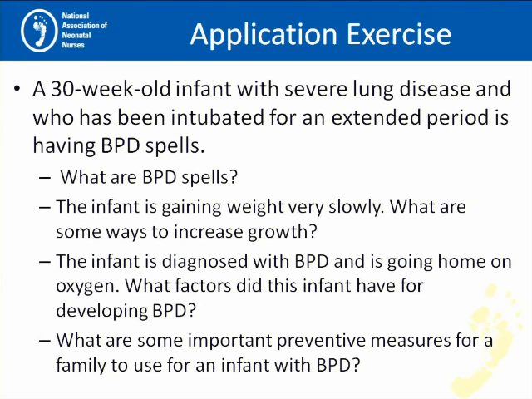Complications of BPD include pulmonary edema, CHF, cor pulmonale, BPD spells, inability to be weaned from the oxygen, recurrent infections, developmental delays, sudden death, and gastroesophageal reflux. What are some important preventive measures for families of infants with bronchopulmonary dysplasia? Not smoking, respiratory syncytial virus prophylaxis, avoiding crowded areas during RSV season, CPR training, and training on how to use oxygen.